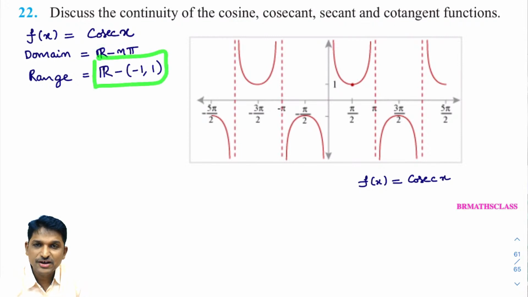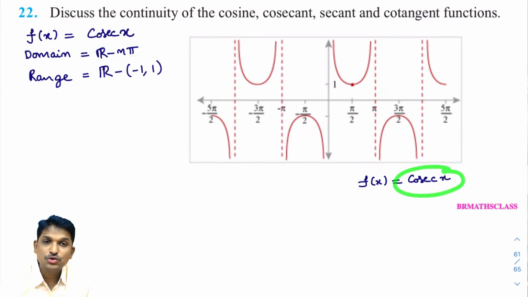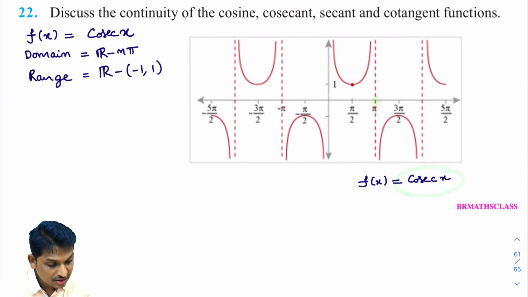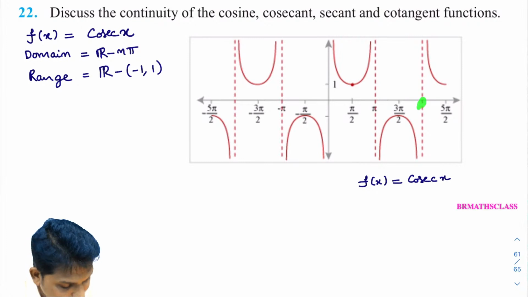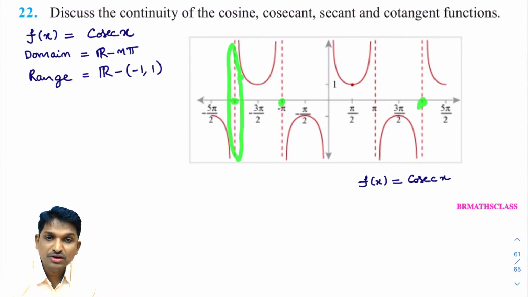If you know this, very good. Otherwise, need not worry. Now, our domain is R minus n pi. That means this cosecant x function is not defined at pi, at 2 pi, at minus pi, at minus 2 pi. Even though there is a gap, you need not worry, because minus 2 pi is not in its domain.